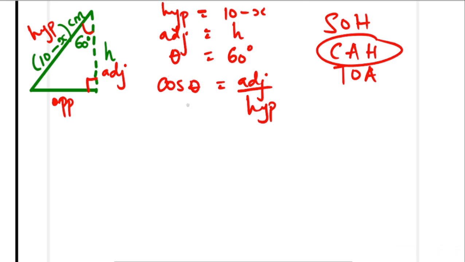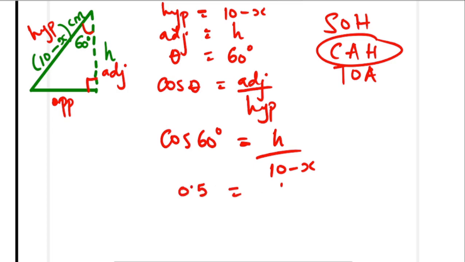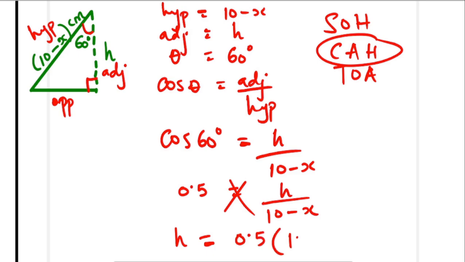So substituting the values in the diagram, we have cos 60 degrees equal to adjacent, which is height, over hypotenuse, which is 10 minus x. Now cos 60 degrees gives us 0.5 using the calculator or the four-figure table. Cos 60 is 0.5, which is half. So 0.5 is going to be equal to h over 10 minus x. If we cross multiply, height is equal to 0.5 of 10 minus x. So we can write this as h equals half in a bracket 10 minus x centimeter.